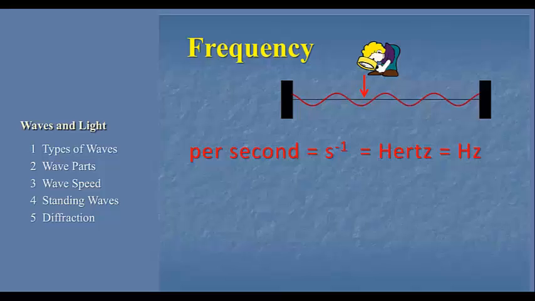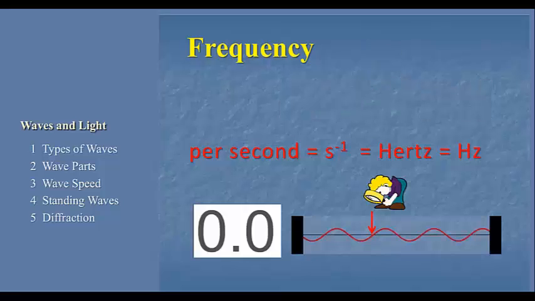As an example, let's slow the waves down a little so it will be easier to count waves as they pass, and we'll give you a chance to eyeball the frequency of this wave. Fix your eye on the spot indicated by the red arrow and count the waves which pass as the counter counts off 8 seconds.